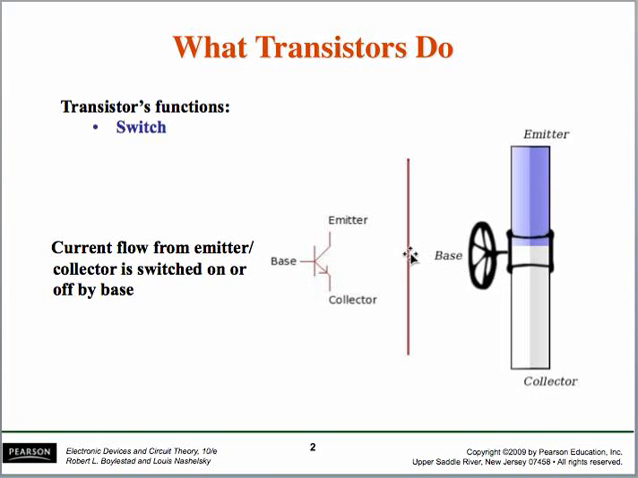Alright, so if you open the valve, you get some output. If you close the valve, by turning the base, you will not get any output. So that's a switch. Alright, so the current flow from emitter to collector is switched on or off. It is controlled by the base.